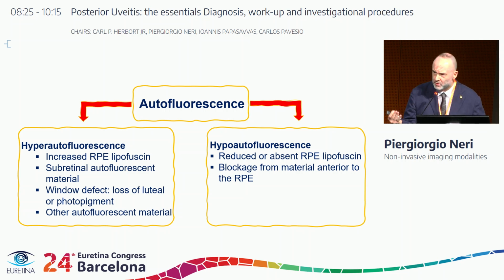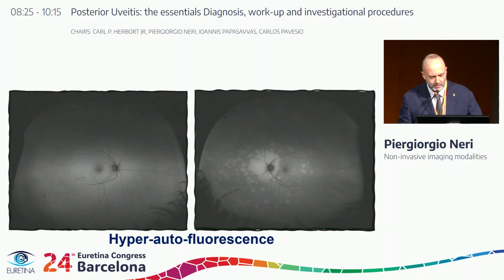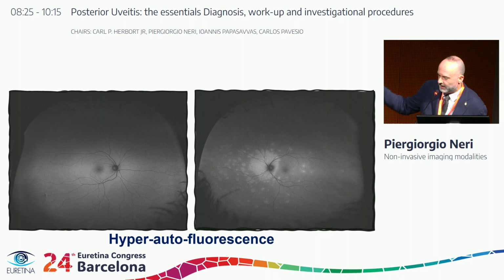This can also be provoked by blockage. So if you have blockage, of course, you have a hypofluorescence, and if you have some active inflammation, you can have the hyperautofluorescence. There's one thing that you have to pay attention to once you perform this. You see the fundus color picture of an eye, and then you perform the fundus autofluorescence, and you see that there is a clear hyperautofluorescence in this picture on your right side.